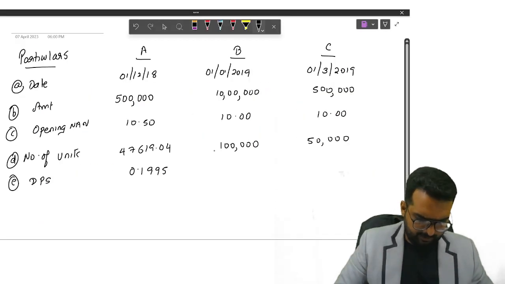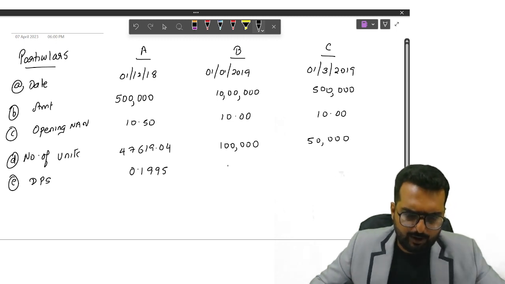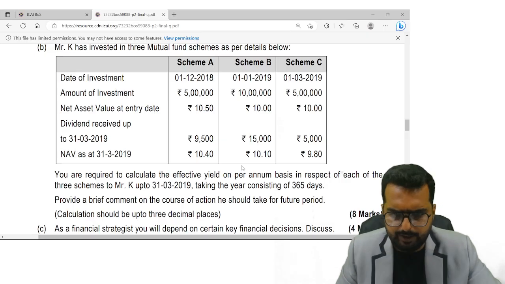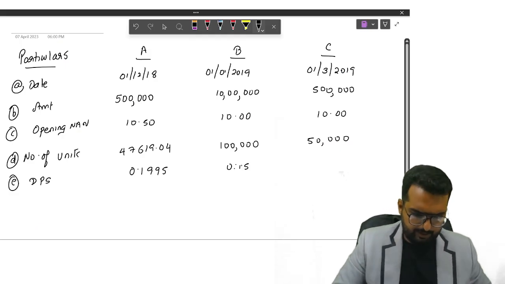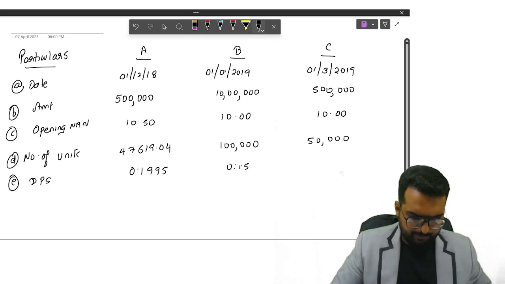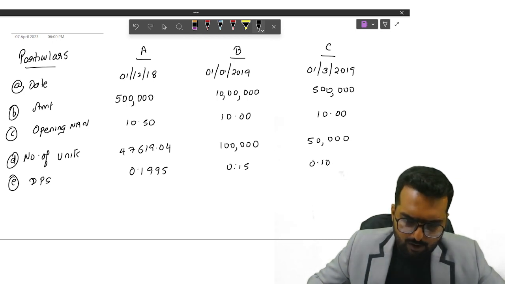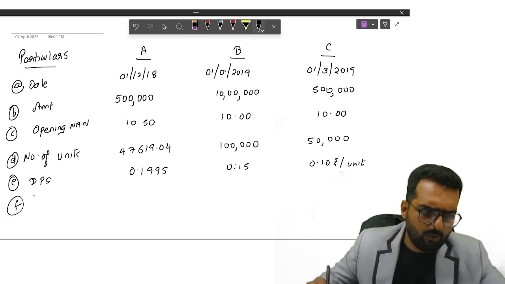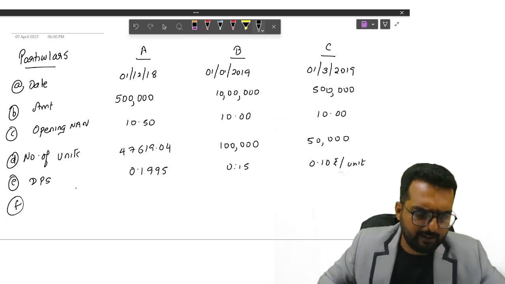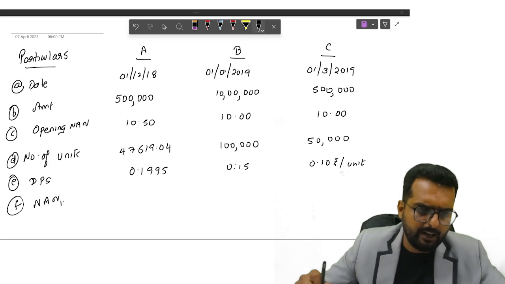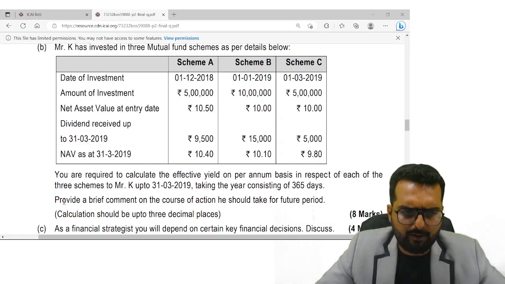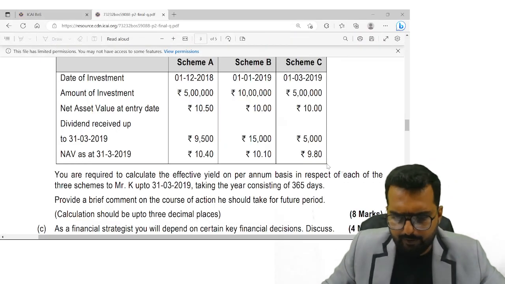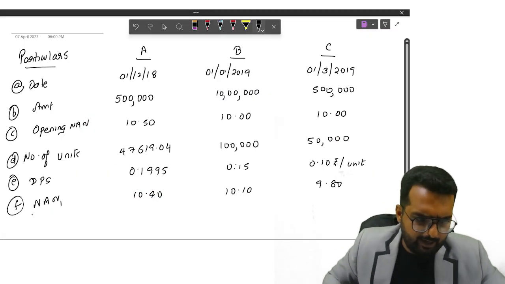Second one will be 15,000 divided by 1 lakh. Do you get the number as 0.15? And what about the last one? How much is the dividend? 5,000 is the dividend divided by 50,000. You'll get the answer as 0.10 rupees per unit. Alright, so once you get the number of units, you get the DPS. NAV 0 is there. We need to take NAV 1 now. How much is NAV 1? 10.4, 10.10, and the last one is 9.8.